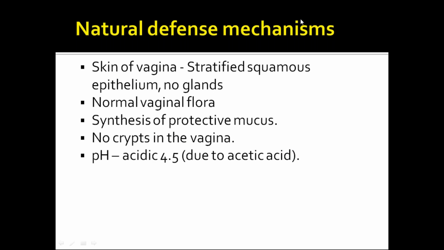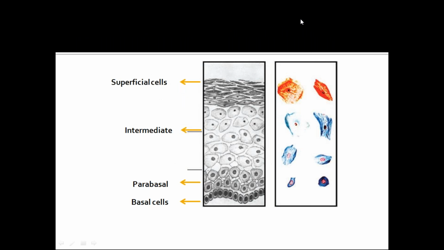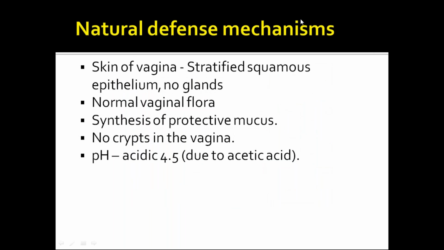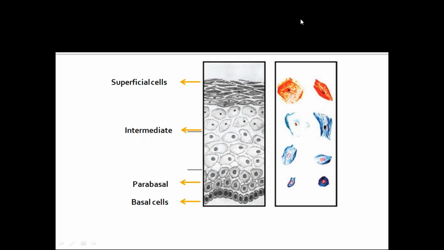The secretions of the vagina are white coagulated mucus. This white coagulated mucus has lactobacilli, the desquamated superficial squamous cells, and the transudate of the vagina. As I told you in the slide, the vagina has no glands. But how does the mucus form? I'll discuss that.